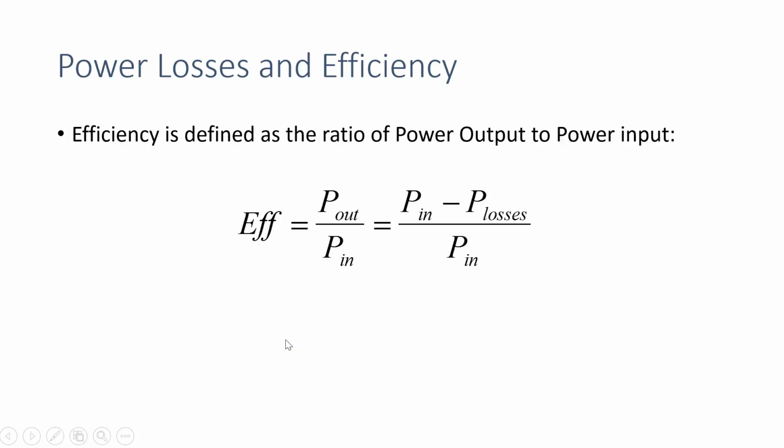Now this brings us to the subject of efficiency, and efficiency is simply the output power over the input power. So a good efficiency will be when the output power is the input power, which will give us 100% efficiency. And sometimes you'll see efficiency denoted with this symbol eta.